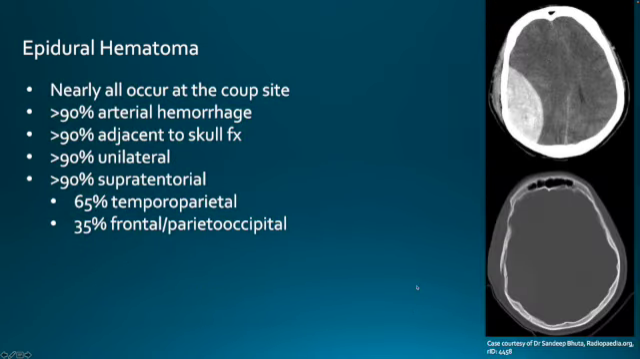So here are the rules about epidural hematomas. They nearly all occur at the coup site. They're almost always arterial. They're almost always adjacent to a skull fracture. They tend to be unilateral, and they tend to be supratentorial, meaning involving the compartment of the dura that involves the cerebral hemispheres rather than the cerebellum. And so the majority of these within the supratentorial compartment are in the temporoparietal region, although they can also occur in the frontal and parietal occipital regions.